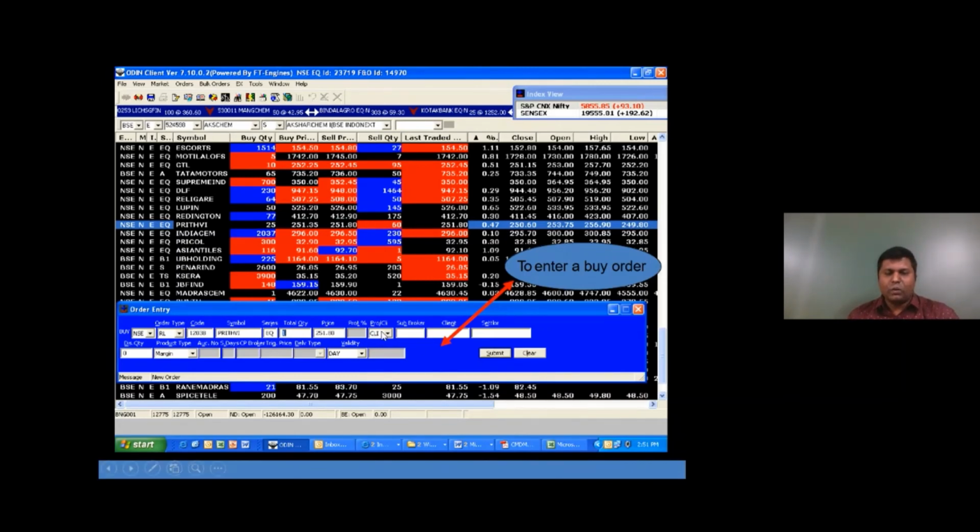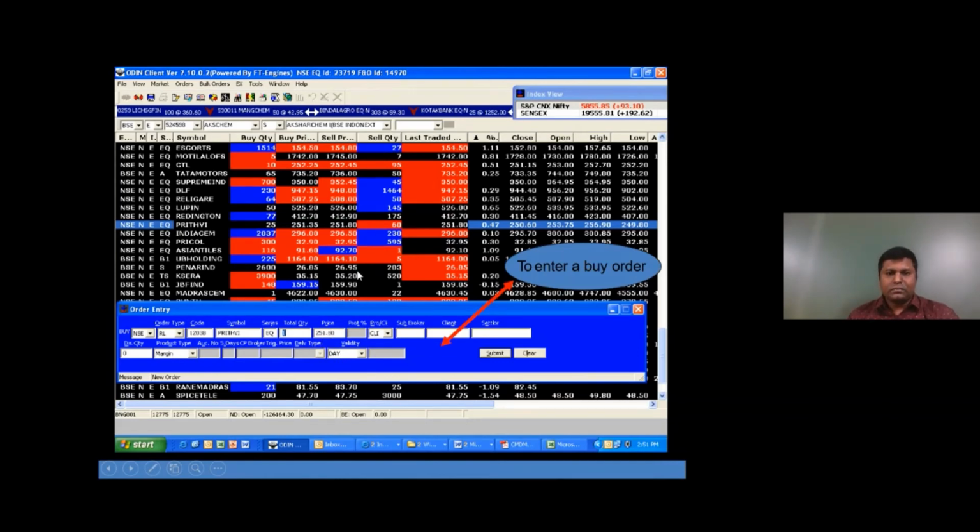So CLI is client. Why do we have this client and pro? The broker can buy on behalf of you. If the broker buys on behalf of you, it's called pro. If you buy from your end, it is called client. The rest of the information is not required. Again, margin is a different thing. So that is one limit order.